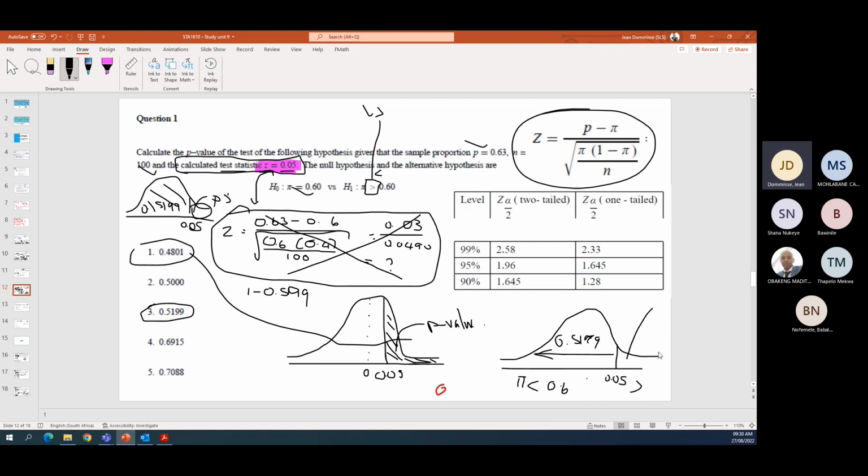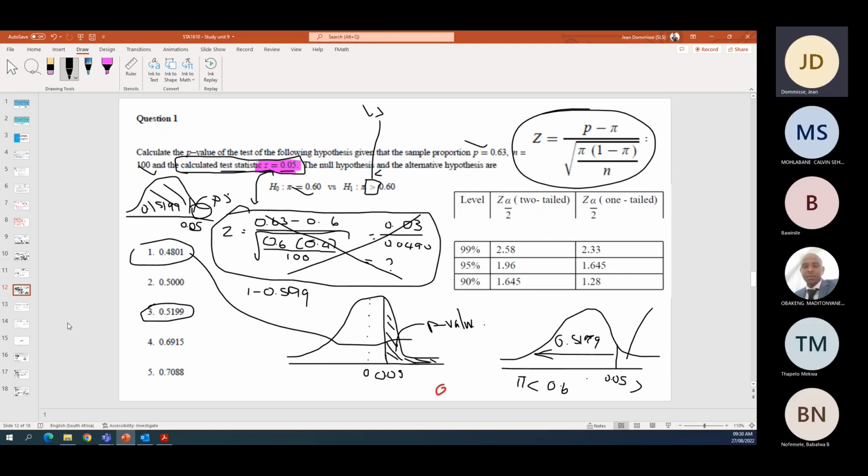So again, just be careful when you look at this, and when they talk about specifically working out a p-value, then you need to definitely take into account the direction of the hypothesis. Okay, so let's go to another one.